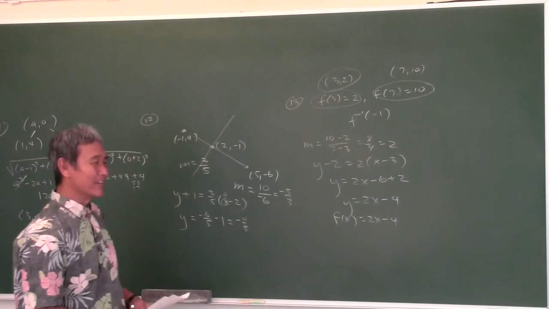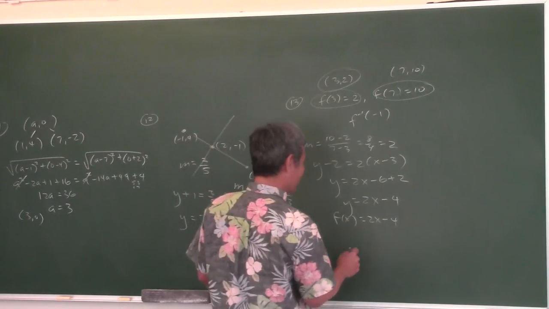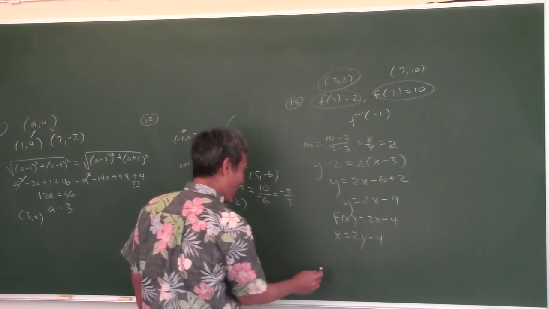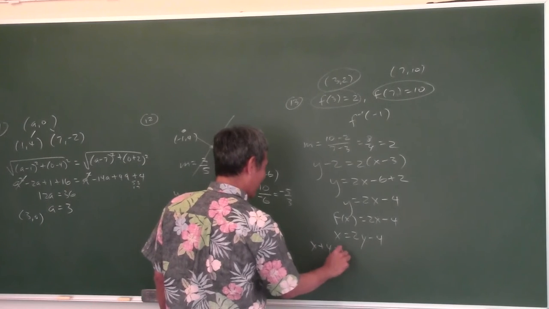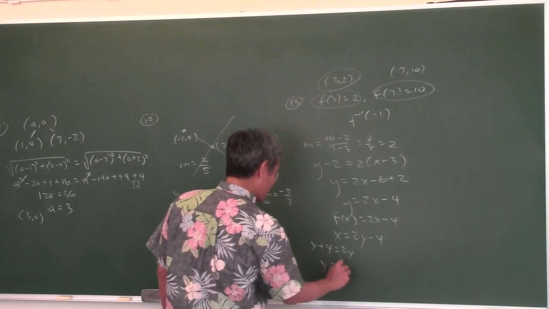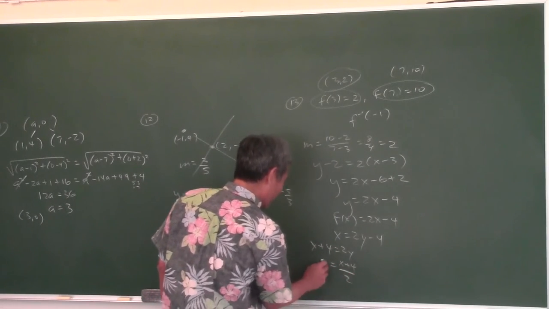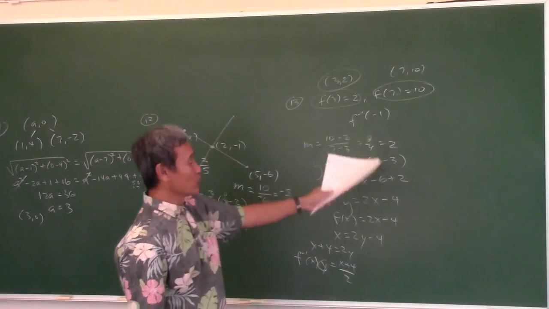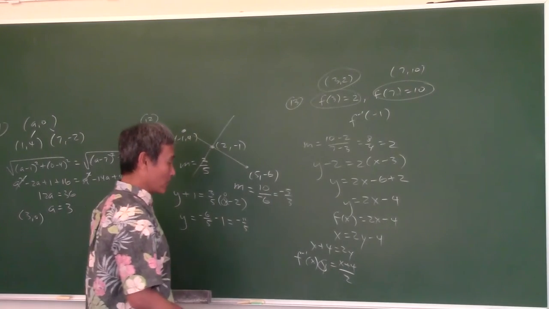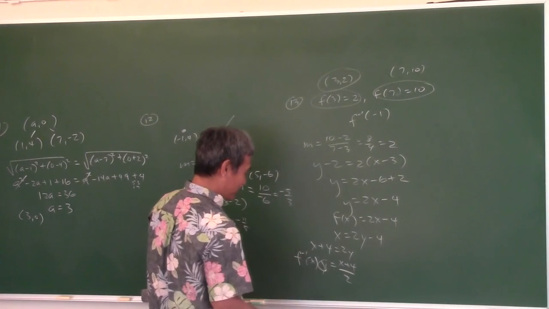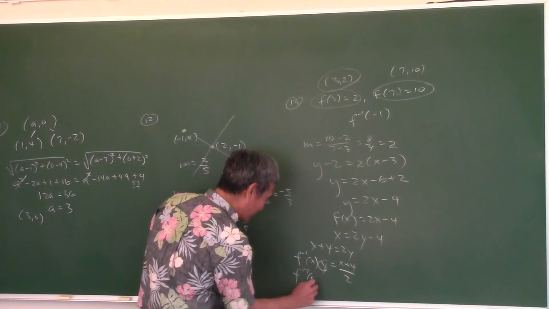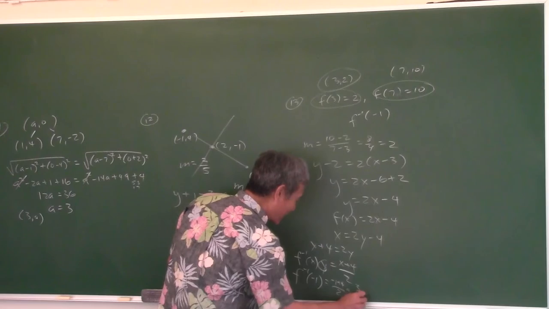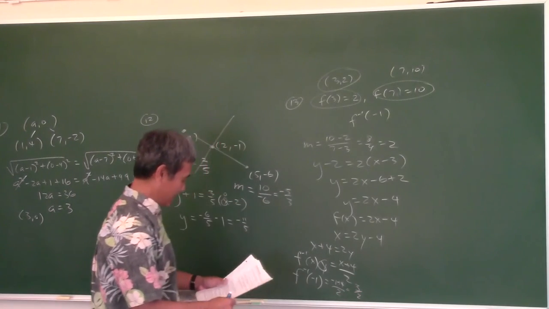So how do you find the inverse of a function? You switch the x's and y's, so x is equal to 2y minus 4, and then you solve for y. So we got x plus 4 equals 2y, y equals x plus 4 all over 2. So this is f inverse. So now we want to compute f inverse of -1, so all you have to do is plug in -1 for x. So f inverse of -1 is simply -1 plus 4 over 2, which is 3/2. Child's play.